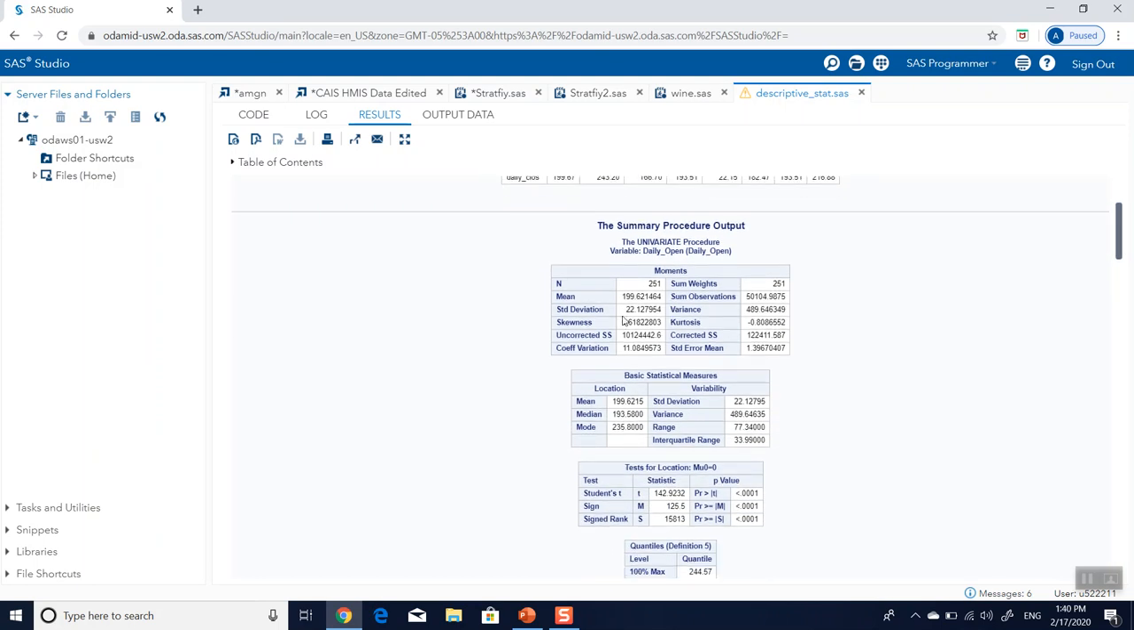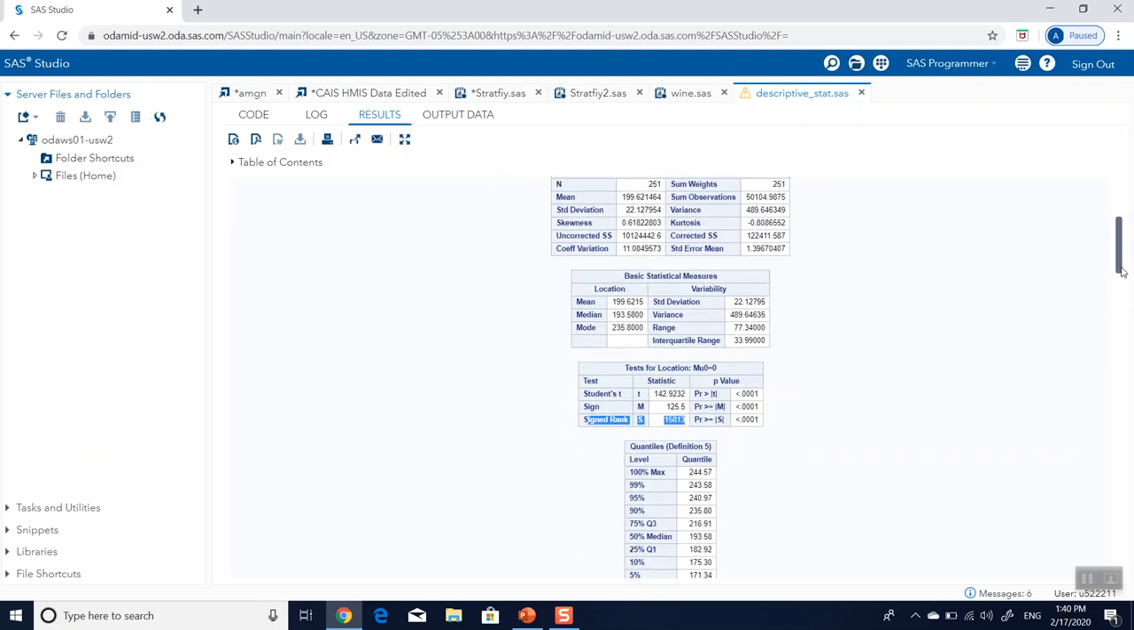Now I can see we have skewness, we have a variance, we have kurtosis, and then we have a mode. We have a Student's t, and we have a sign, a rank, and so on and so forth.